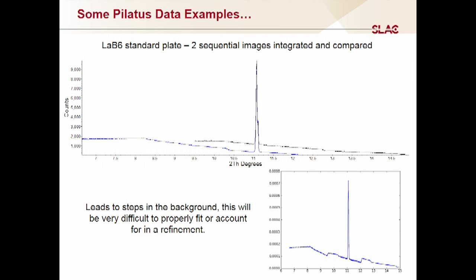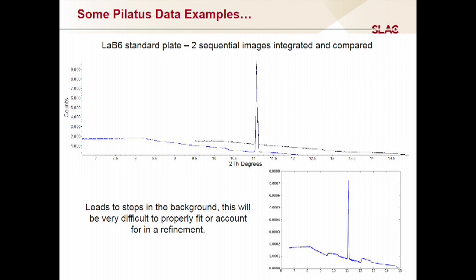And so if I integrate the first image, I get this blue curve, and here's my LaB6 peak. This is all some background. And then if I move the Pilatus to a different position, the peak shows up in the same spot. That's good. I've done a reasonably good alignment. But you can see my background is significantly different. And if I integrate both of these together and stitch them into a single pattern, you get these very funny little jumps in the background.